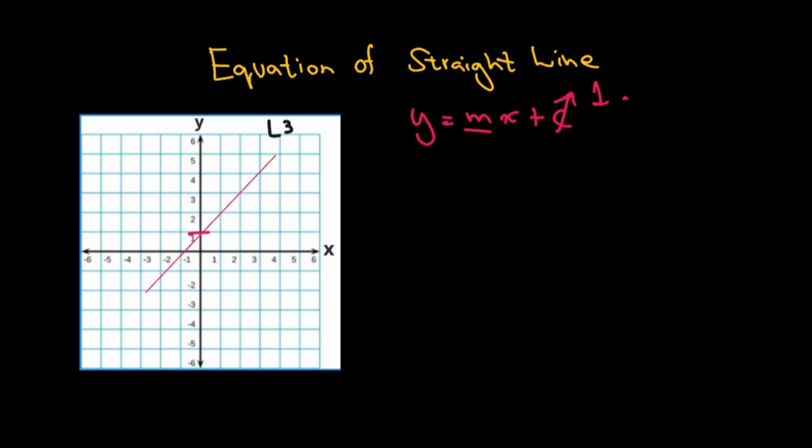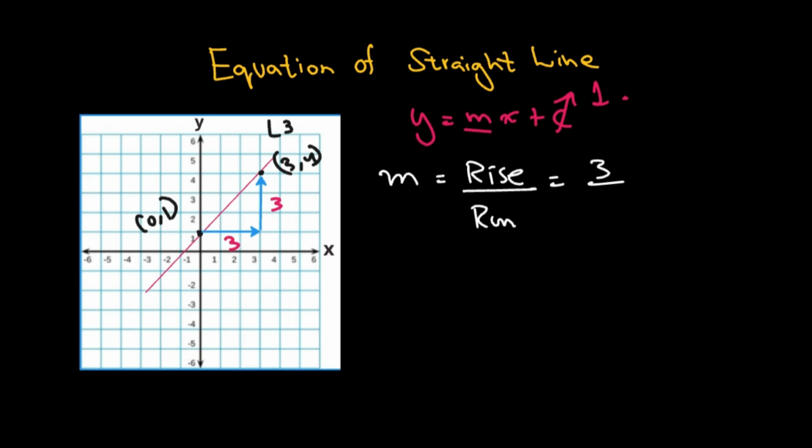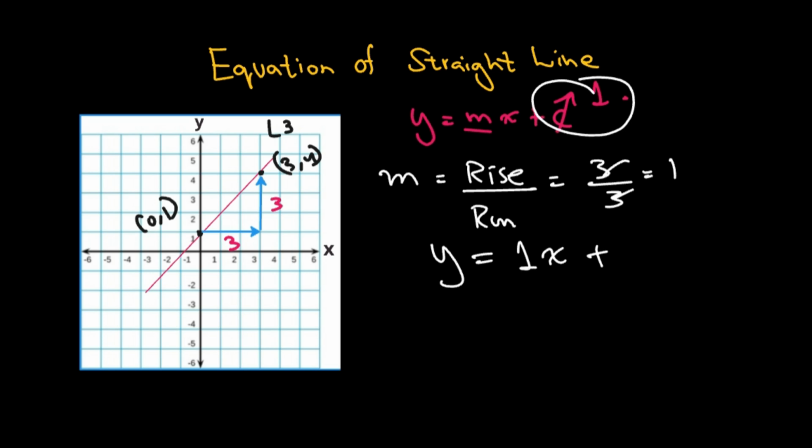Now we need to find out the gradient of the line L3. Gradient, represented by m, is rise over run. So if I'm choosing the coordinates (0, 1) and (3, 4), the rise is 3 and the run is also 3. So the gradient becomes 3 over 3, that is equal to 1. So the equation becomes y equals mx plus c, where m is 1, so 1x plus y-intercept c, which is also 1.